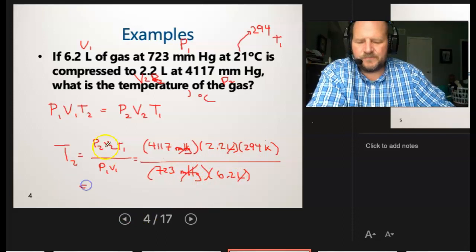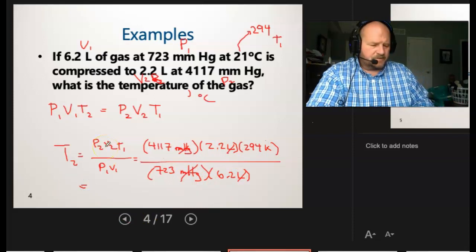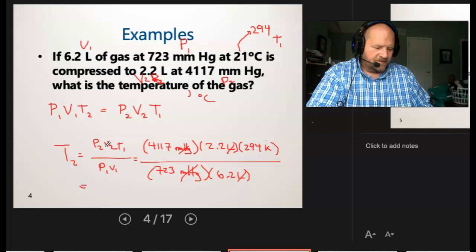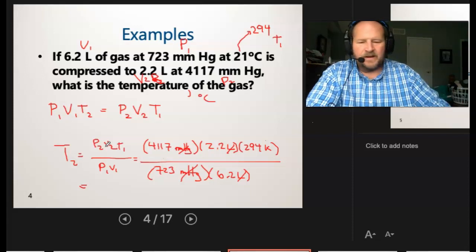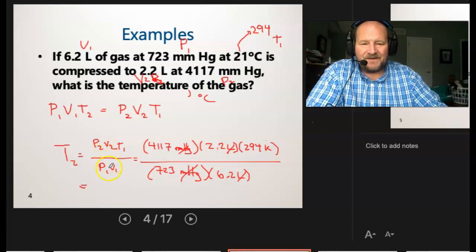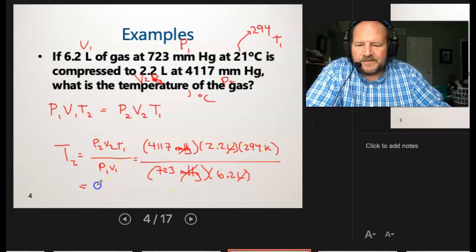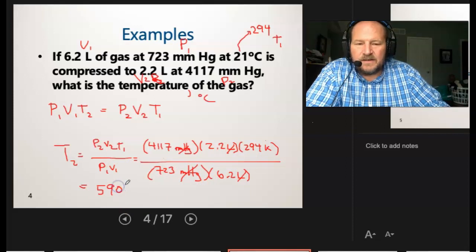So T2 is going to be equal to 4,117 times 2.2 times 294 divided by 723 divided by 6.2. And that gives me 594. However, I only get two sig figs, so 590 Kelvin.